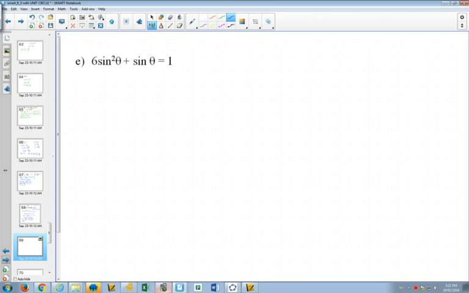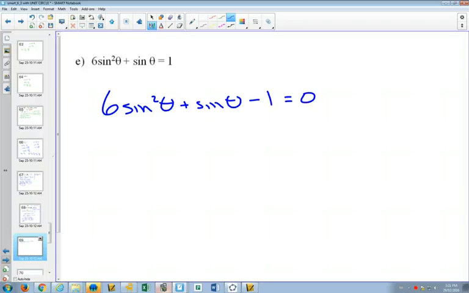Here's an example of a question that would be on a calculator part. Usually on these questions they say, write your answers as exact values when possible, or round to 2 decimal places. So in this one, for solving for theta, again, anytime you're solving a quadratic equation, you need to make it equal to 0.